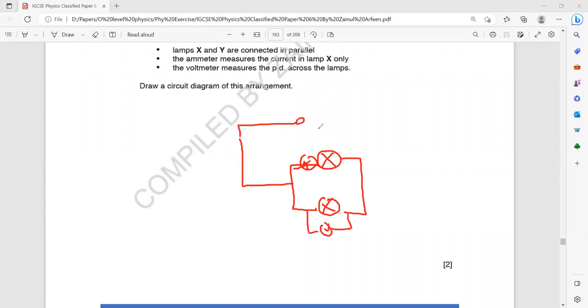Is it clear, this one? So you just have to connect two lamps in parallel, an ammeter to measure current in one of them, a voltmeter to measure the voltage, which will be the same for both of them, and then a supply.